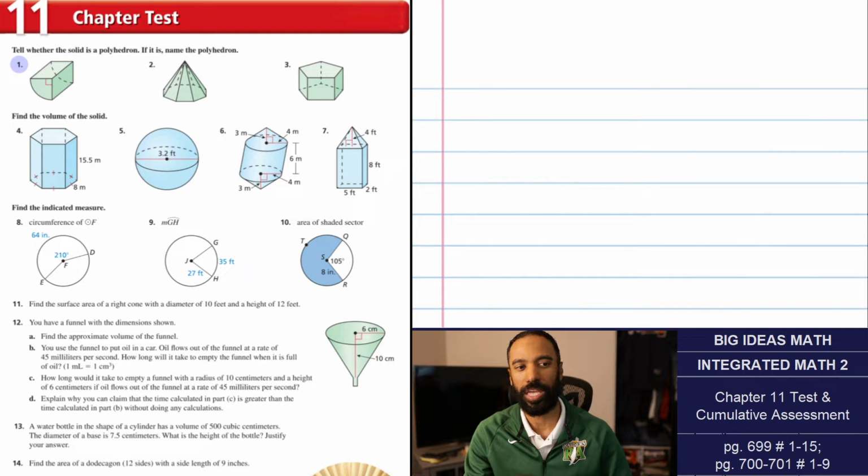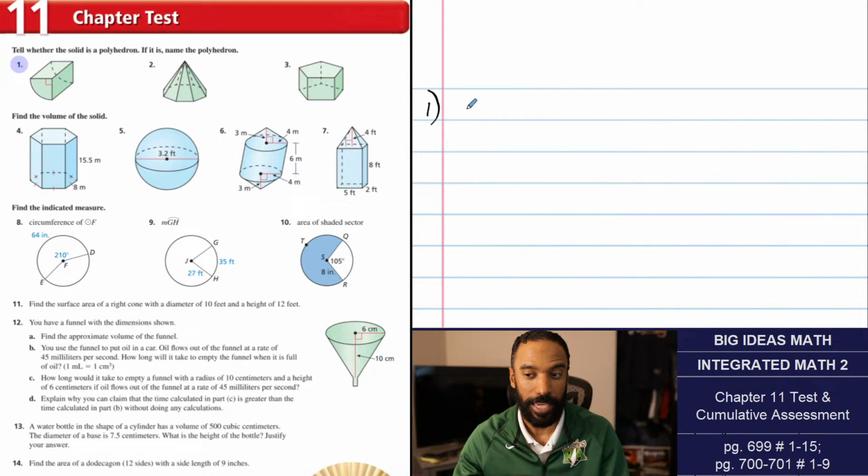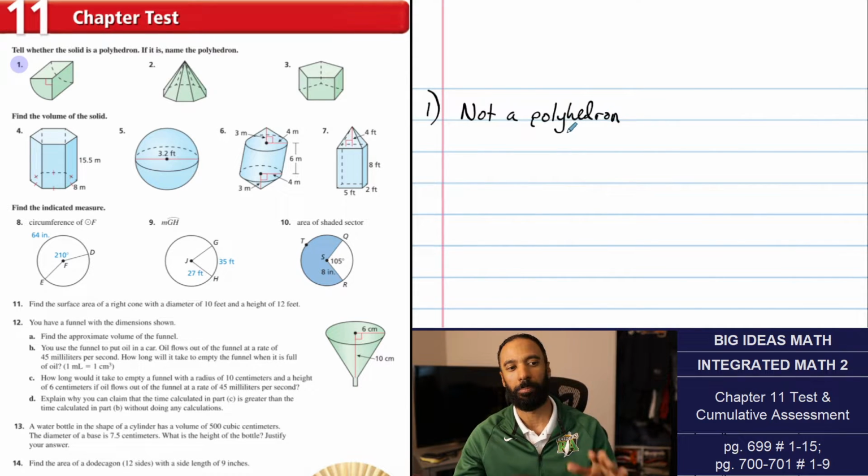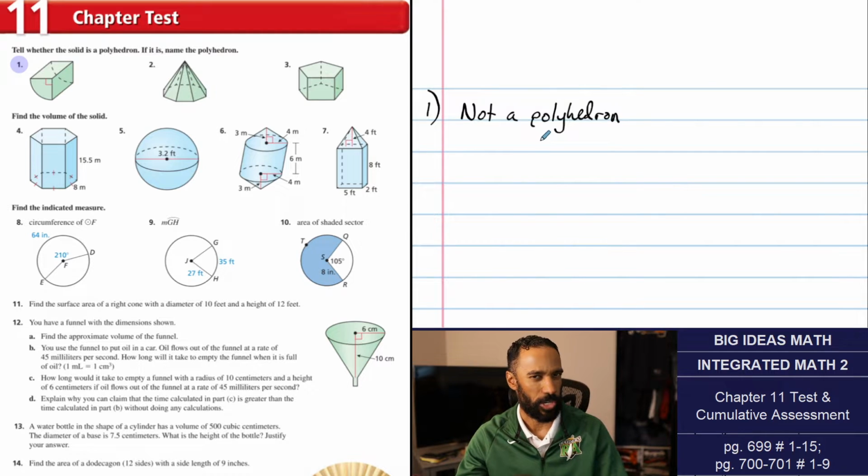Numbers 1 through 3, we tell whether the solid is a polyhedron, and if it is, name it. If it's not, I'm still going to try and find some name for it. So number 1 is not a polyhedron because it contains a non-polygonal base, that quarter circle.